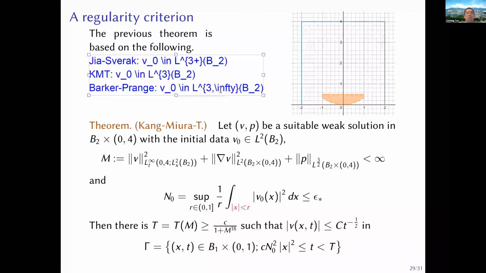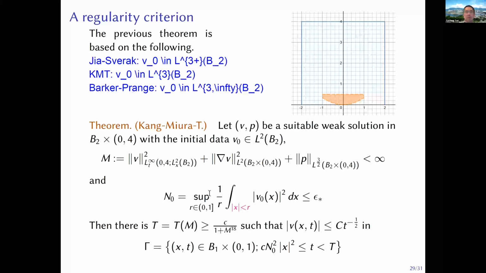I think I need smallness here. I think they also need smallness here. So this includes all the previous results. And okay, this is new. And we are still trying to understand this thing here. But this is the localized version.